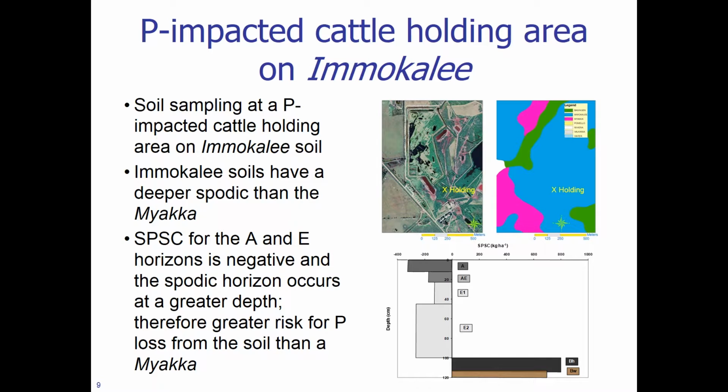Next, we will look at a P-impacted cattle holding area on Immokalee. Immokalee soils have deeper spodic than the Mayaca. Therefore, if loaded at identical depths compared to the Mayaca, there is a greater risk of P loss from the soils. In this particular example, the SPSC for the A and E horizons is negative, and the spodic occurs at a greater depth. Therefore, there is definitely a greater risk for P loss from this particular soil compared to that of the Mayaca, which we talked about in a previous slide.